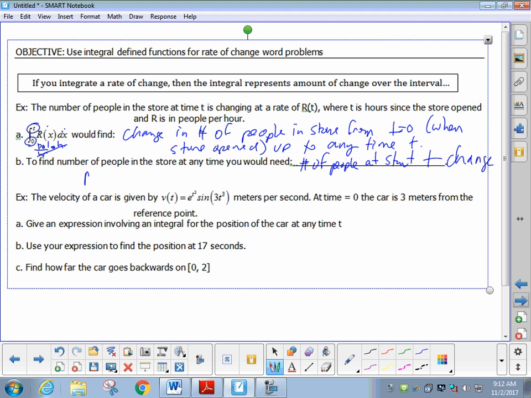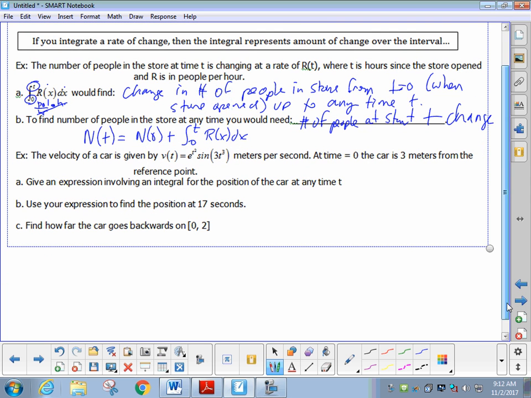For example, you might say N of t is the number of people at the start plus the change in the number of people up to some point. What is x? X is the dummy variable. It's just holding the place until you integrate and put in t. So the function would depend on how long you've changed up to. Okay, so the ending result would be a function of t.